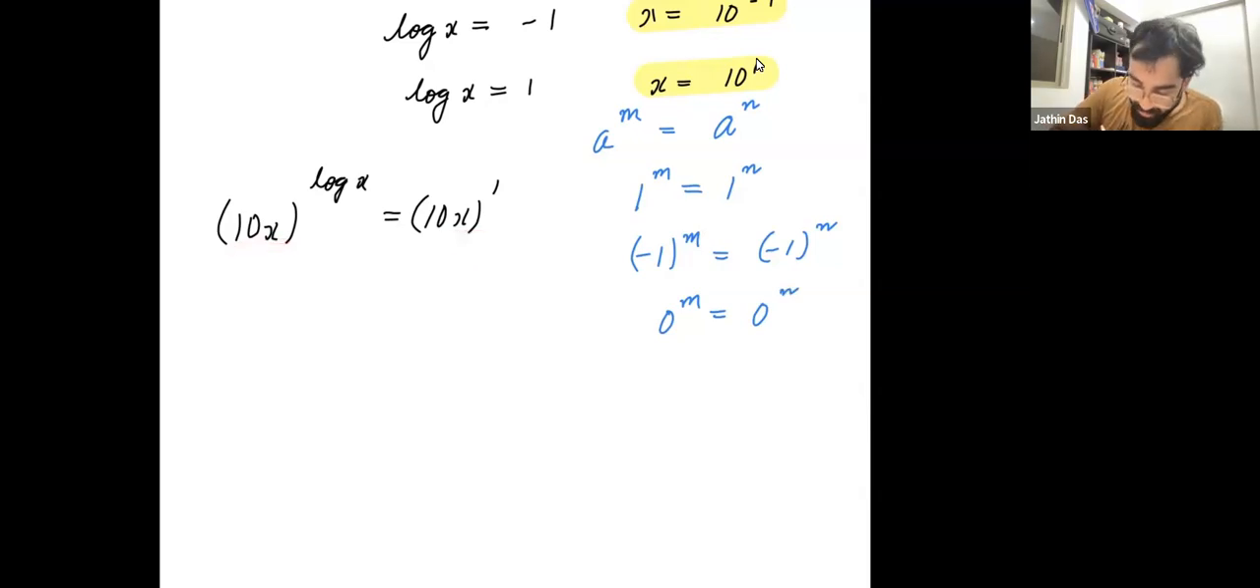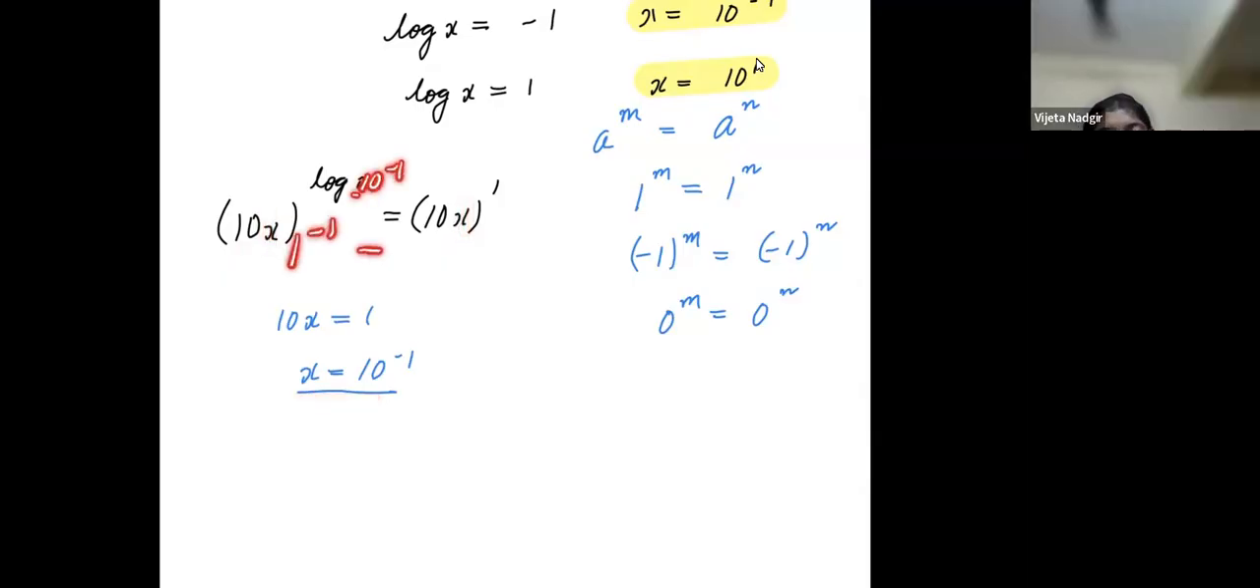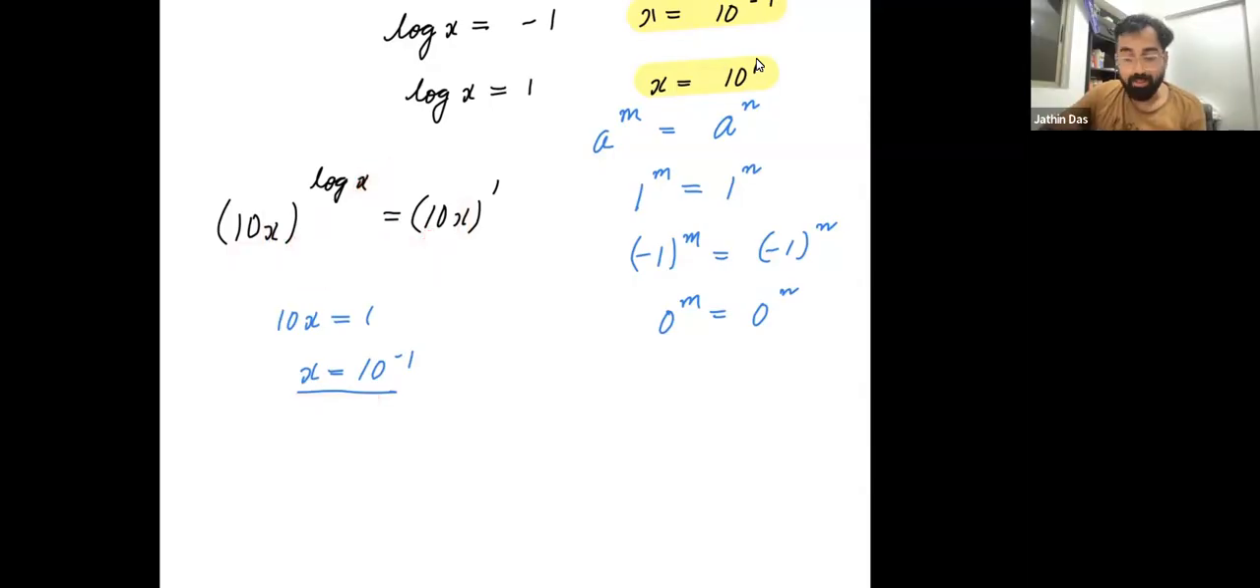So if you take 10x is equal to 1, x is equal to 10 raised to -1. Now you have to check if it is satisfying. So we put 10 raised to -1, so this is 1 raised to 1. So if you put 10 raised to -1, 1 minus 1 is equal to 1. Yes, that is satisfying, correct.